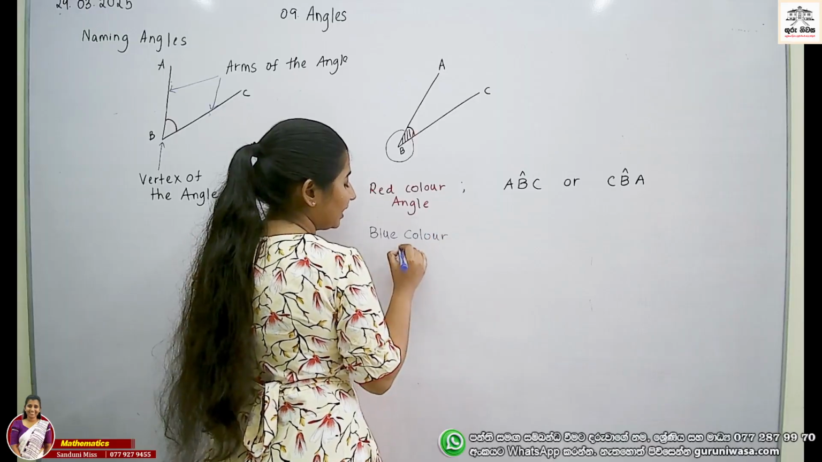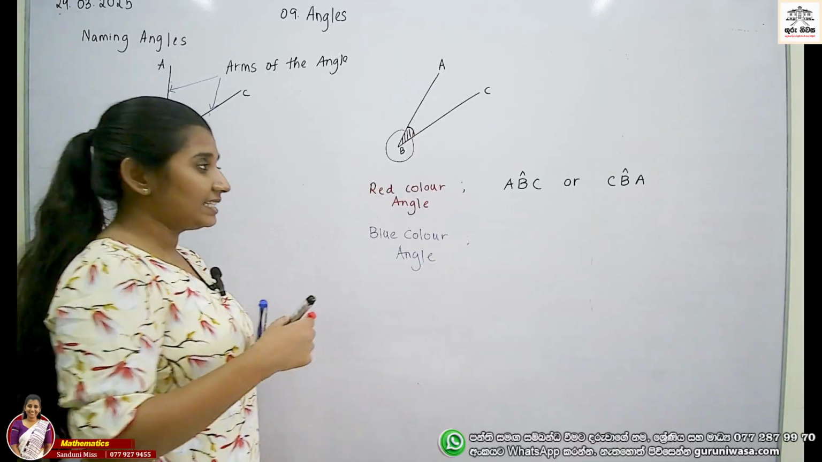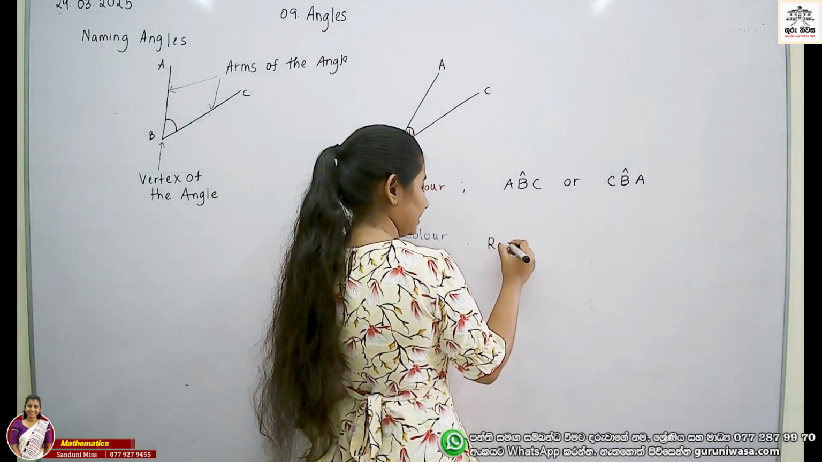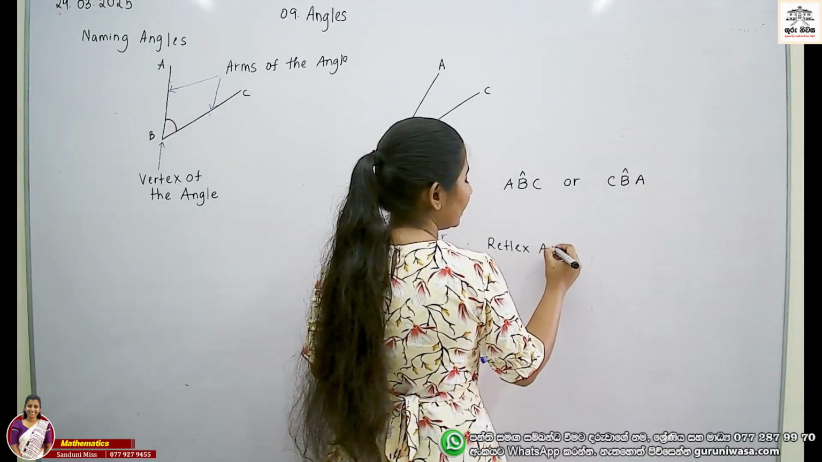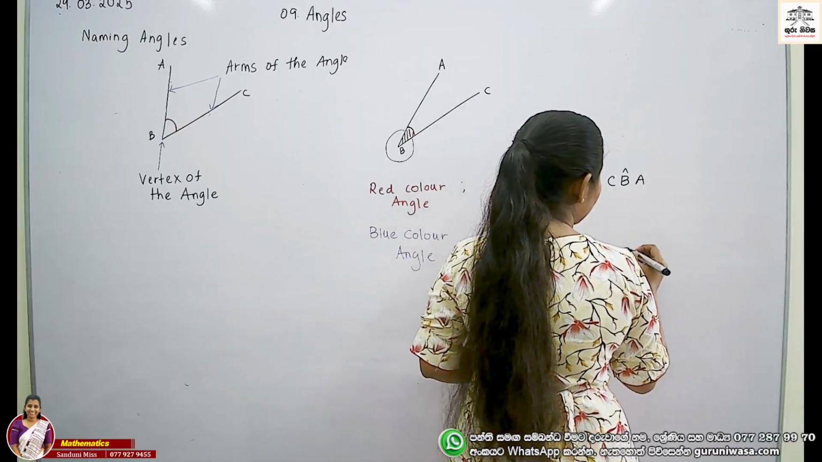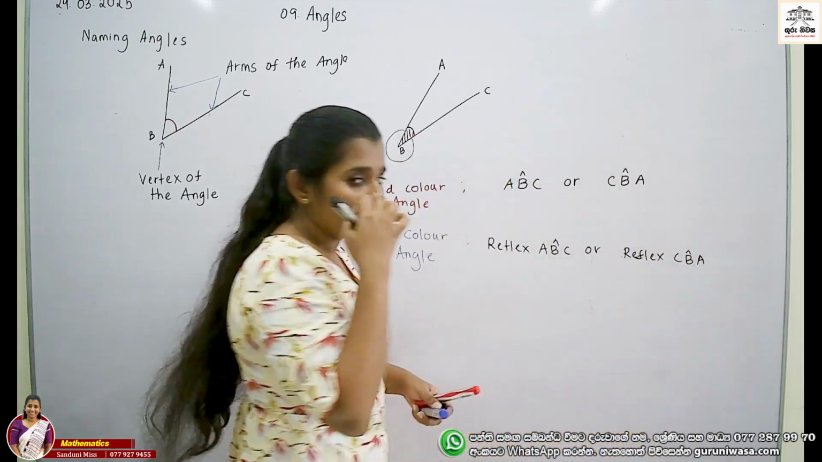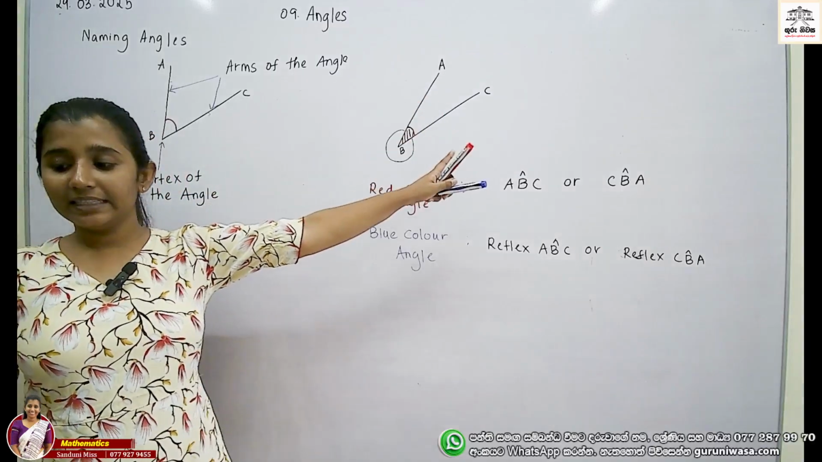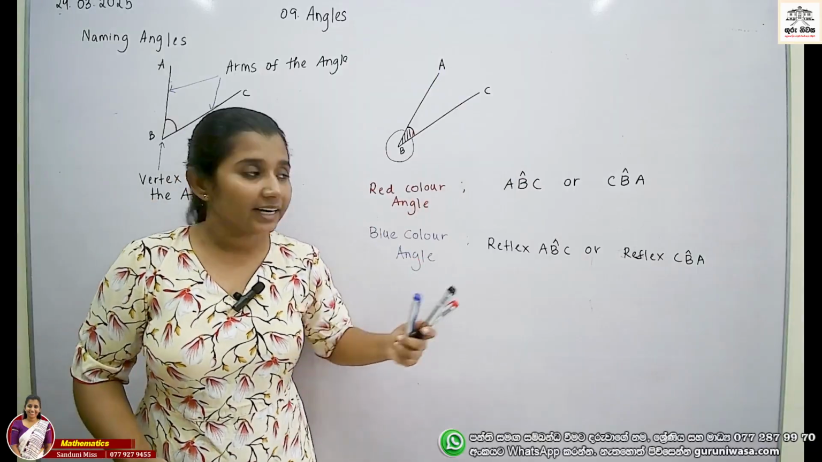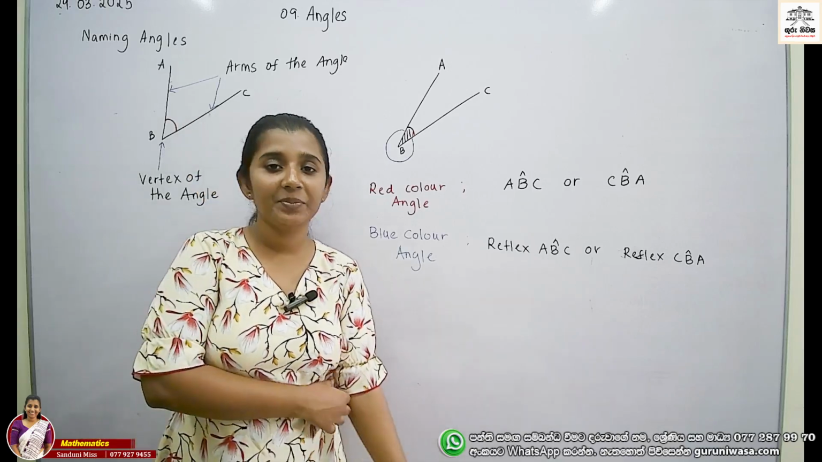How can I name that angle? The same letters, no? How can I name that one? The same thing, but this angle is the reflex angle. So you can name it as reflex ABC angle or reflex CBA, right? The normal, inner angles, the small angles, acute angles. Angles which are greater than 180 we call reflex angles. So we name the angle as reflex angle ABC.